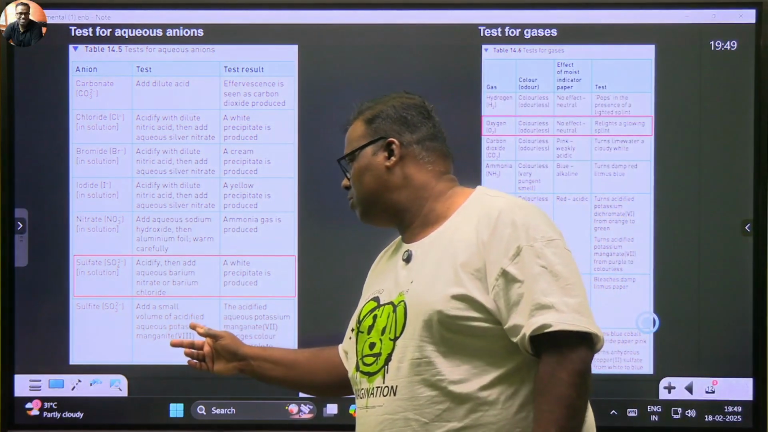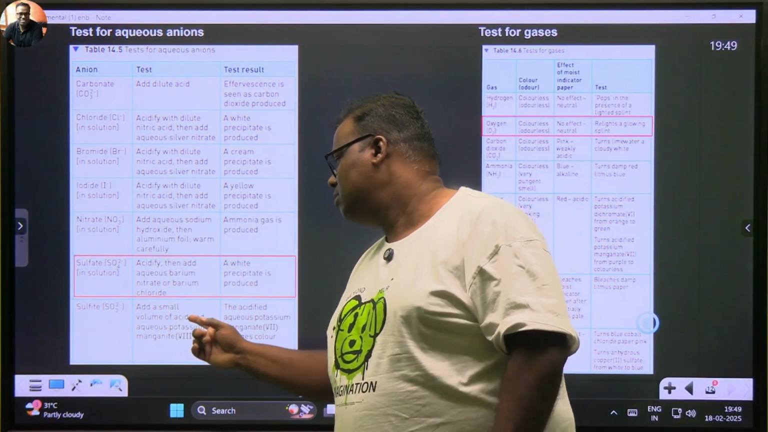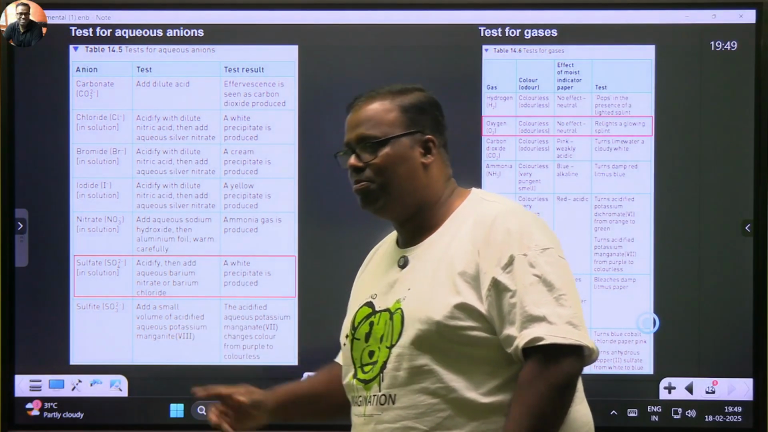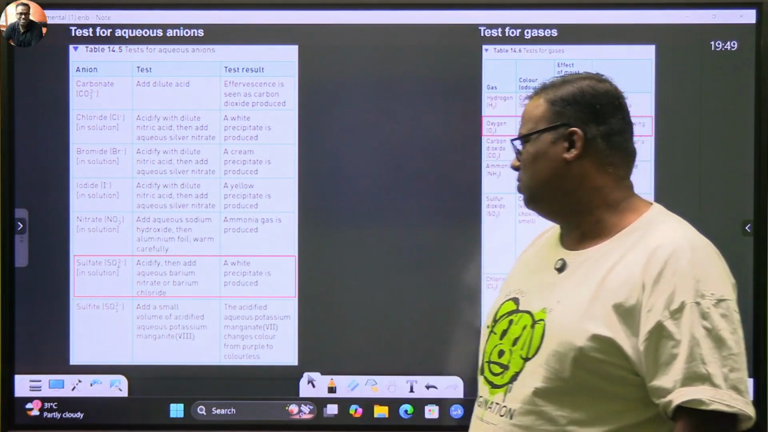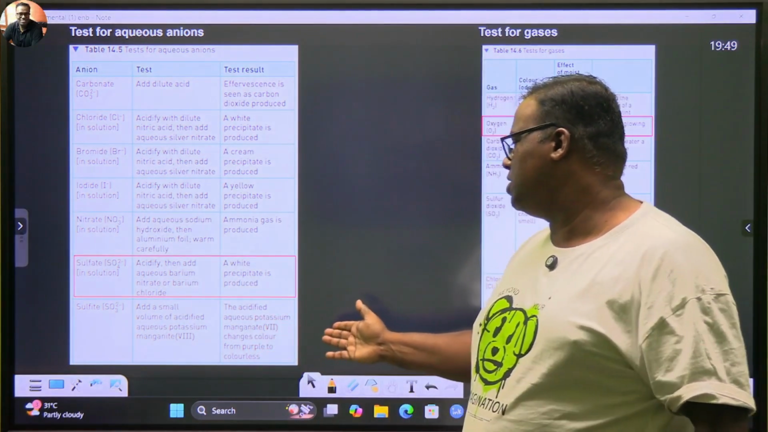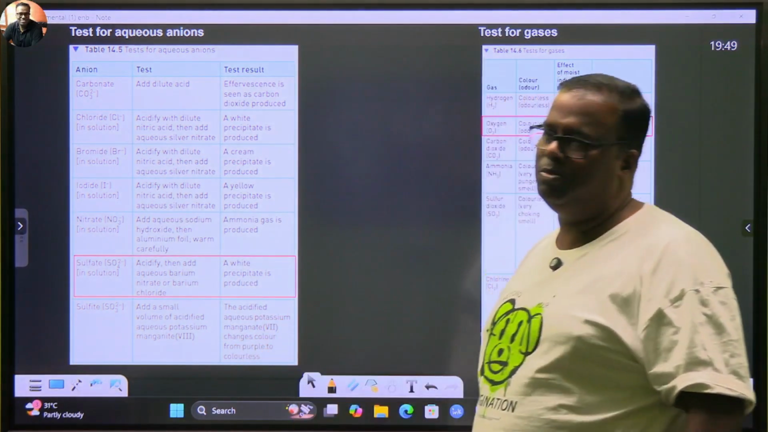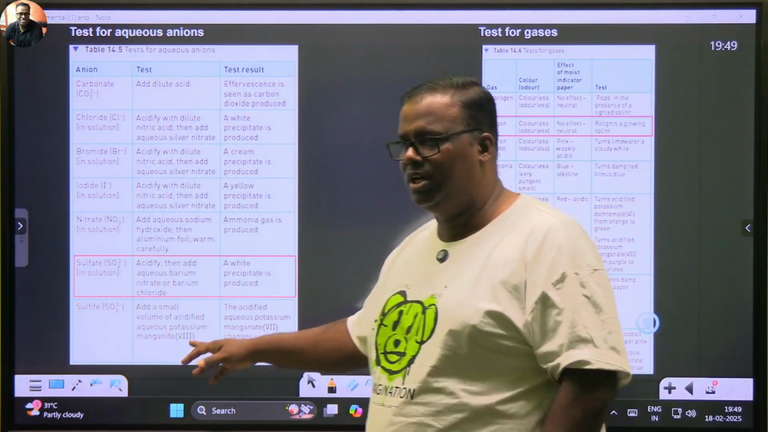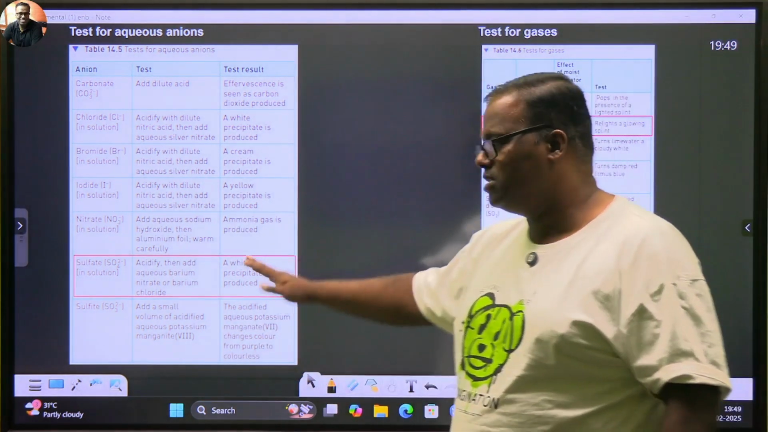Add a small amount of acidified aqueous potassium manganate. The acidified aqueous potassium manganate changes color from purple to colorless. This is actually purple in color. It becomes colorless. Nobody asks you this.